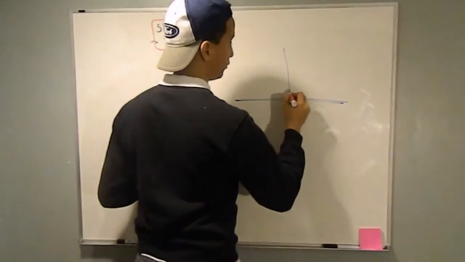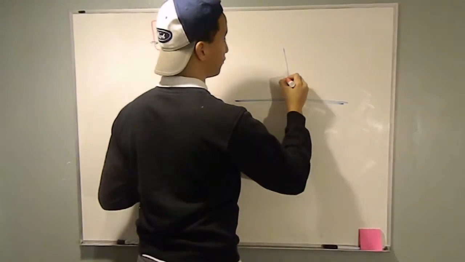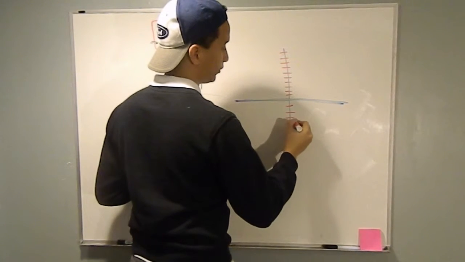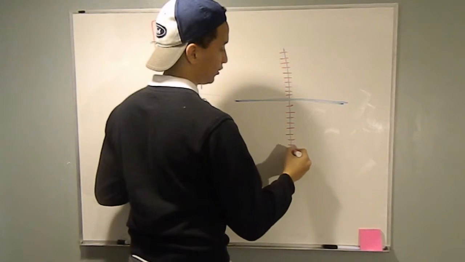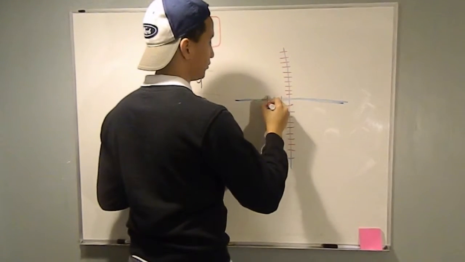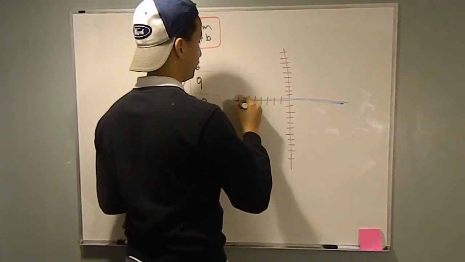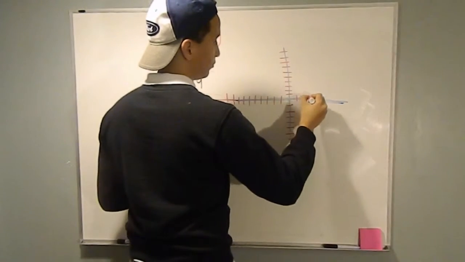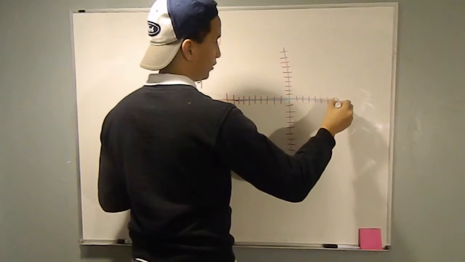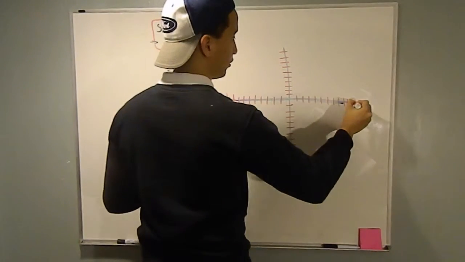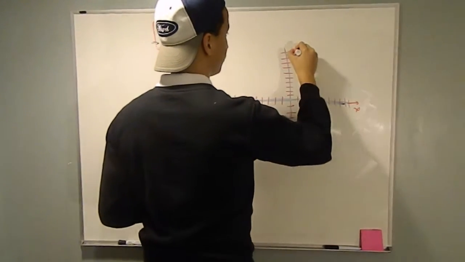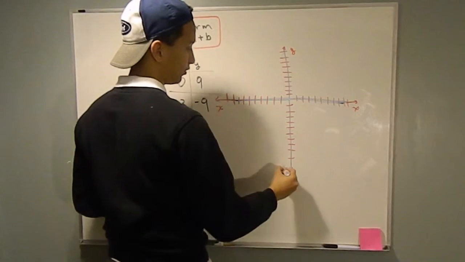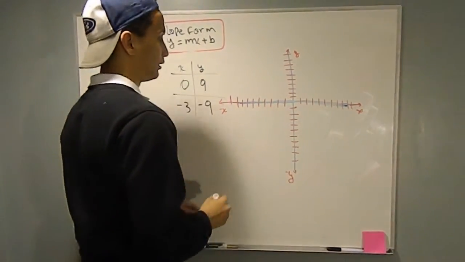So we're gonna count 1, 2, 3, 4, 5, 6, 7, 8, 9, 10 in each direction. So this is going x, this is y, right? This is negative x, and this is negative y.